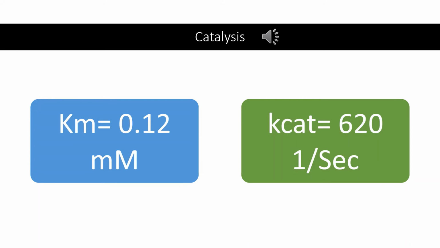Km is the affinity of the substrate lactose to the active site of the enzyme lactase. A typical Km value in the bacterium E. coli is 0.12 millimolar. Kcat, also known as the turnover number, describes the number of lactose molecules that are turned into products, in this case being glucose and galactose, per unit time by a single enzyme. A typical Kcat value in the bacterium E. coli is 620 per second.